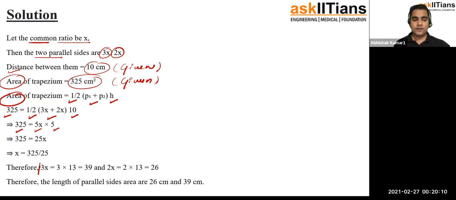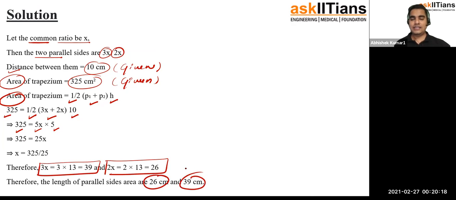All right. So what will be 3x? 3x will be 3 into 13, that is 39 centimeter. And 2x will be 2 into 13, that is 26 centimeter. And that's exactly what we got when we did the calculation. Clear?